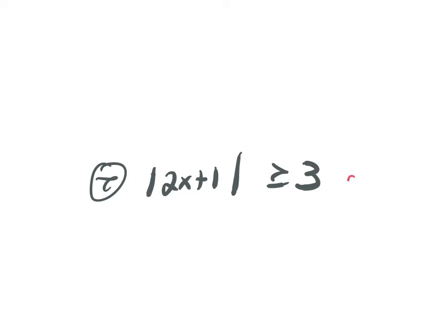Greater, so it's an or. When I have an or, I shade in opposite directions, and since I have an equal to sign underneath, I'm going to color in my dots. Get your absolute value all by itself.